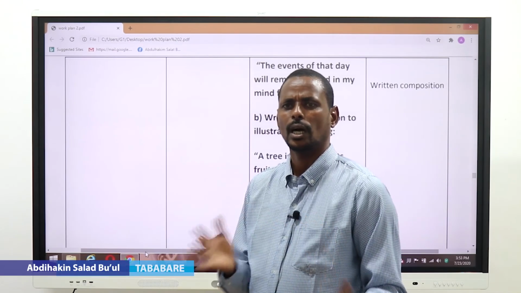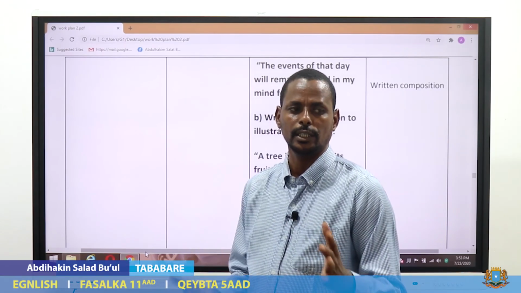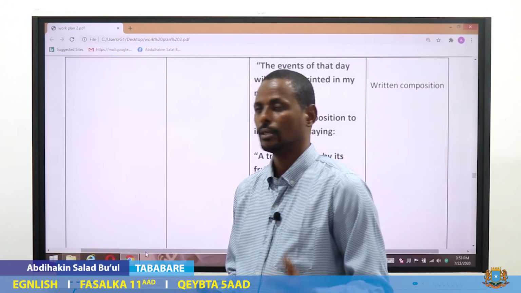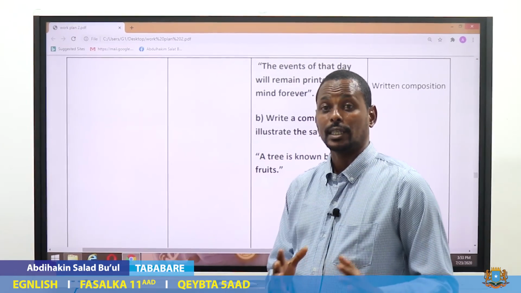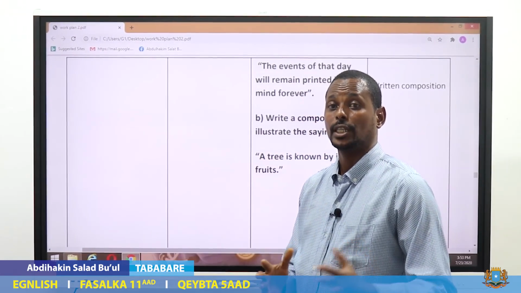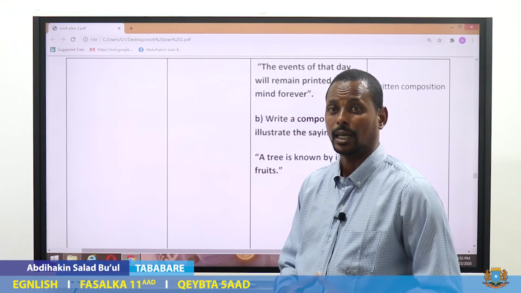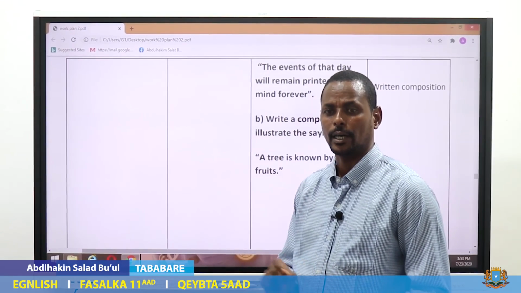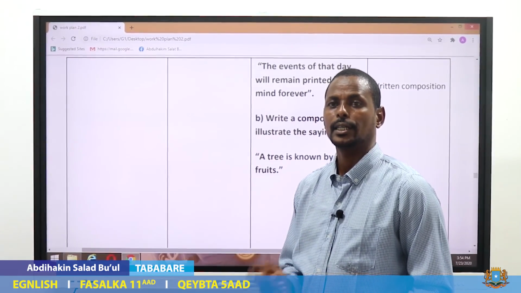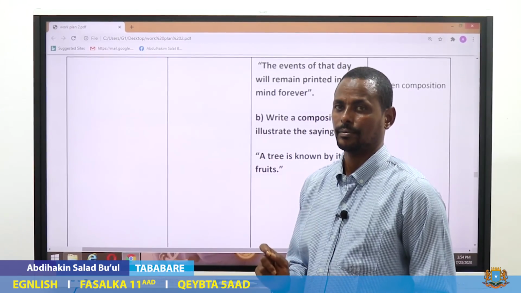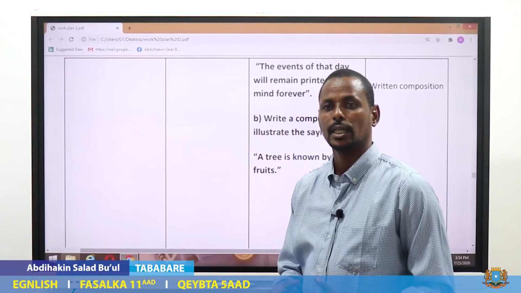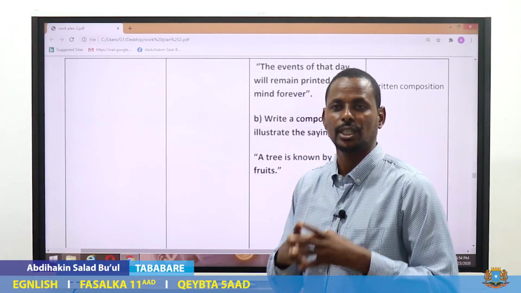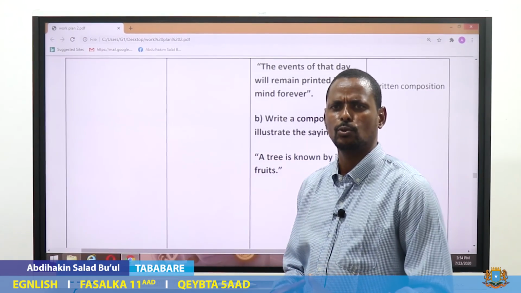So this is integrated, as we have always said. So the best way to create good essay writers and to encourage writing in the class is to encourage reading. Because the more the student reads, the more vocabulary he or she gets. Some of the students will not write essays.